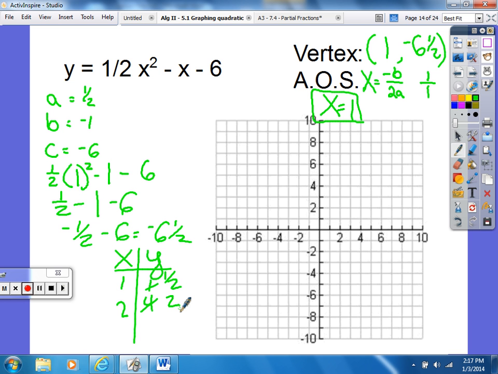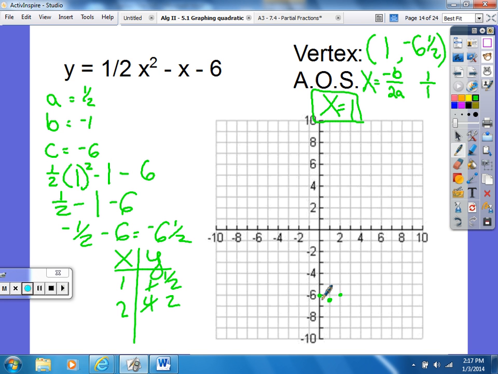Okay, now here's the thing. I'm going to put my point at 1 and negative 6 and 1/2. And from that point, I go over 1 and up 1/2. So I'm right on the crosshairs now, right? Okay. Does that make sense so far?